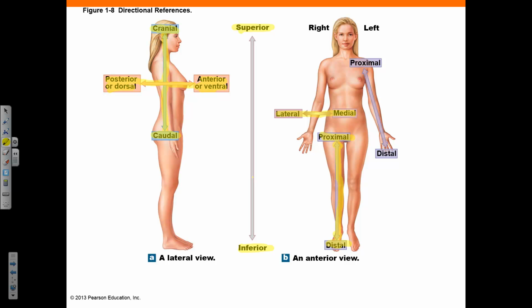Two terms not shown on these diagrams but often used are superficial and deep. Superficial means at, near, or close to the body surface, and deep refers to something farther away from the body surface.